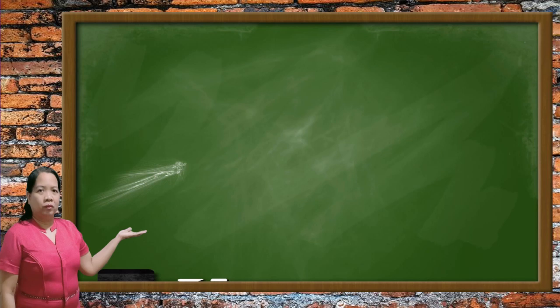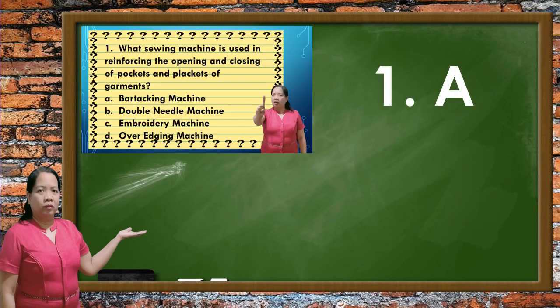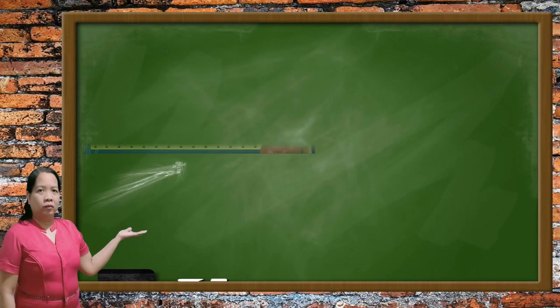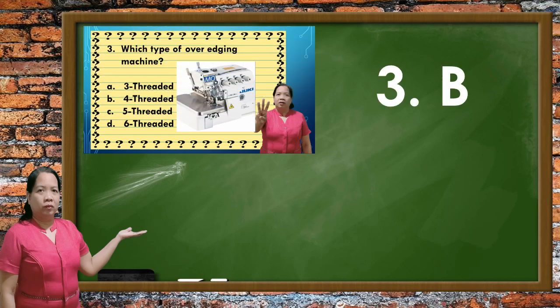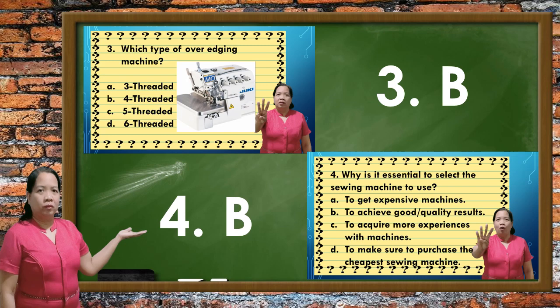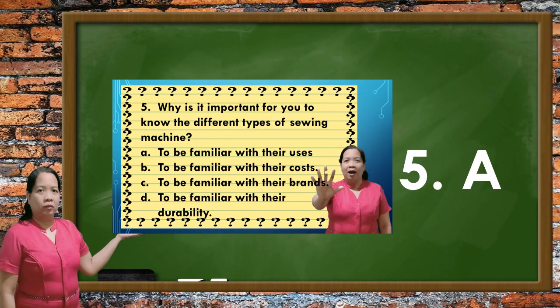Time is up, guys! Let us find out if your answers are correct. Number 1. A. Number 2. Letter C. Number 3. Letter B. Number 4 is also letter B. And number 5 is letter A.